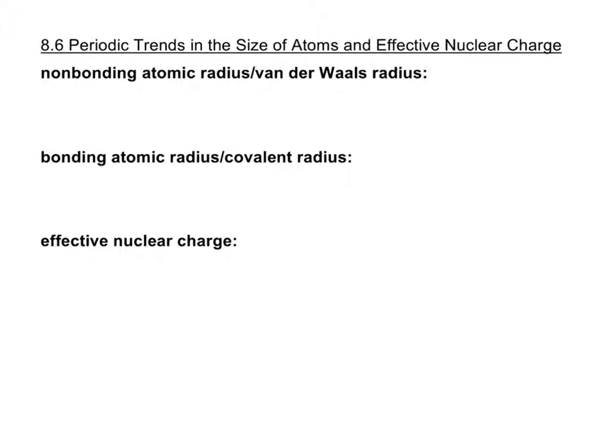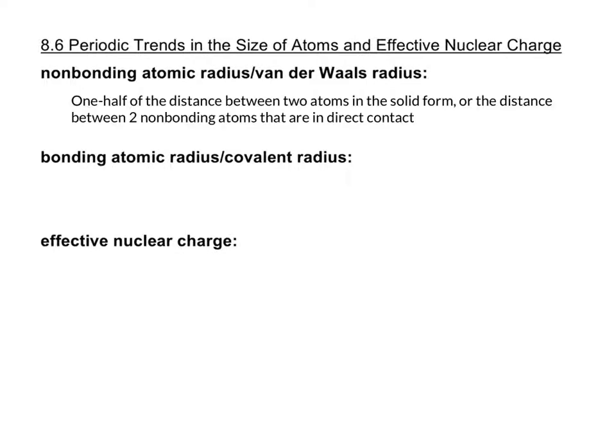And so once you get them in the solid form, you can measure the distance between 2 nuclei, and half of that distance would be the radius of that atom. So it's not bonded to anything else, it's just packed into the solid form. And so that gives you an idea of what the radius of the individual atom is. The second way to do it is the bonding atomic radius, or sometimes called the covalent radius.